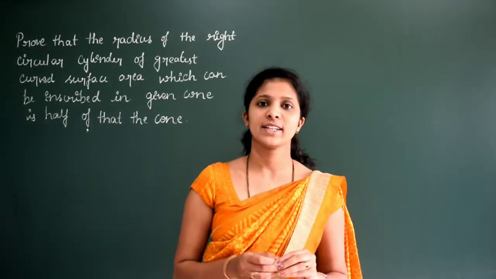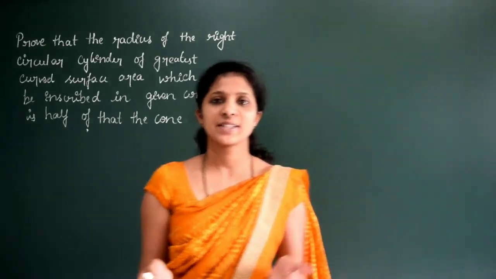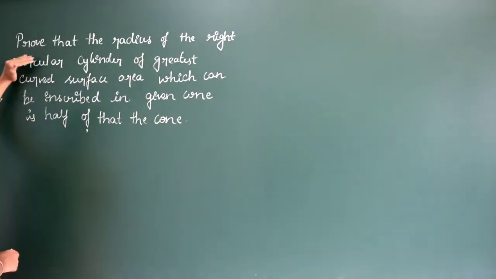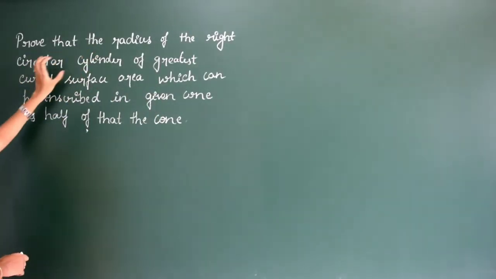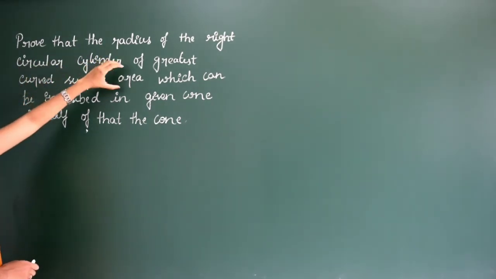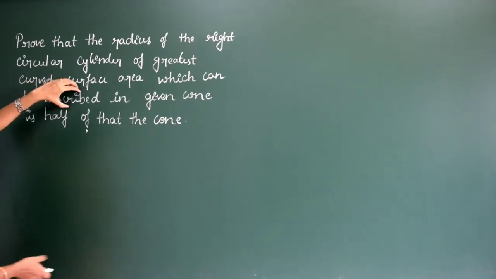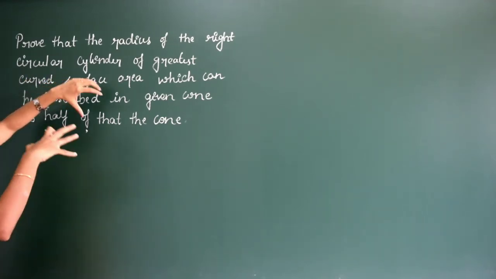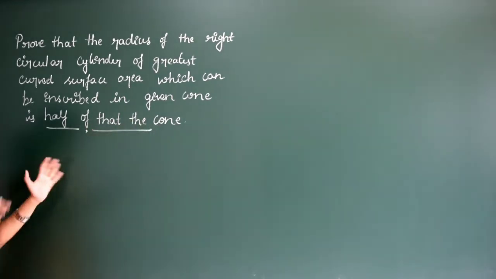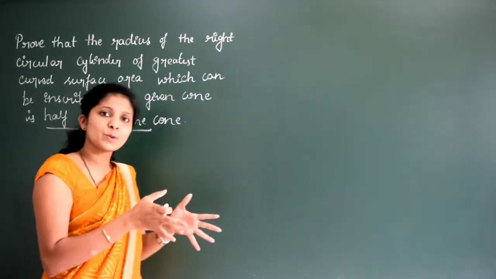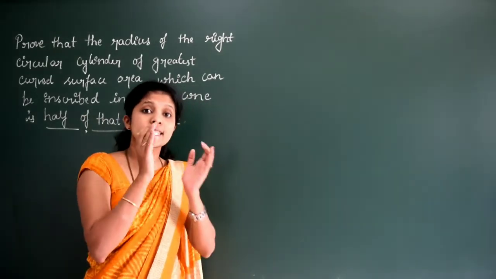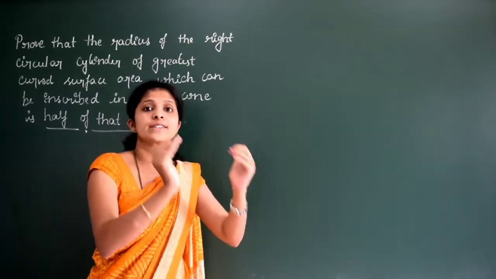Hello everyone, today we will continue with the same problems, okay? That is a problem based on the local maxima and minima. See this question: prove that the radius of the right circular cylinder of greatest curved surface area which can be inscribed, which is placed inside the given cone, is half of that of the cone. There is one cone, you have to place a cylinder, then you have to prove that the radius of the cylinder is half of the radius of the cone.